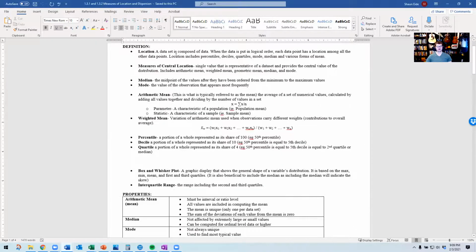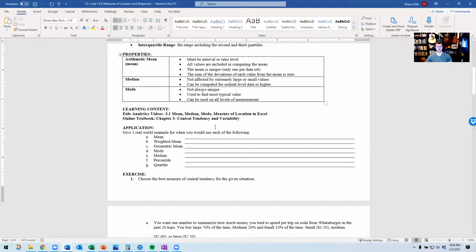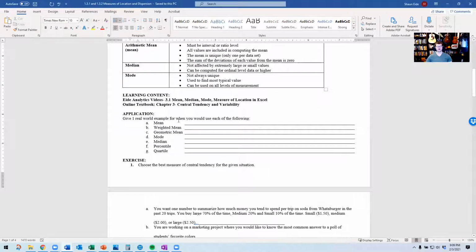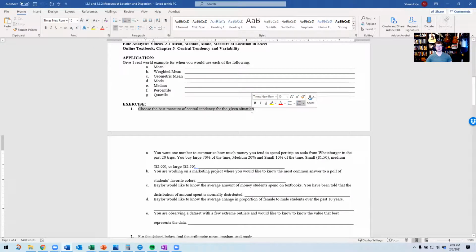Going down, you've got location. When the data is put in logical order, every single piece of information has a location. Central location is, it's centrally located. You've got the weighted mean, so on and so forth. And then put a real world example right down here. And then choose the best measure of central tendency given the situation. So come down here and say, okay, we've got this, what should we use?